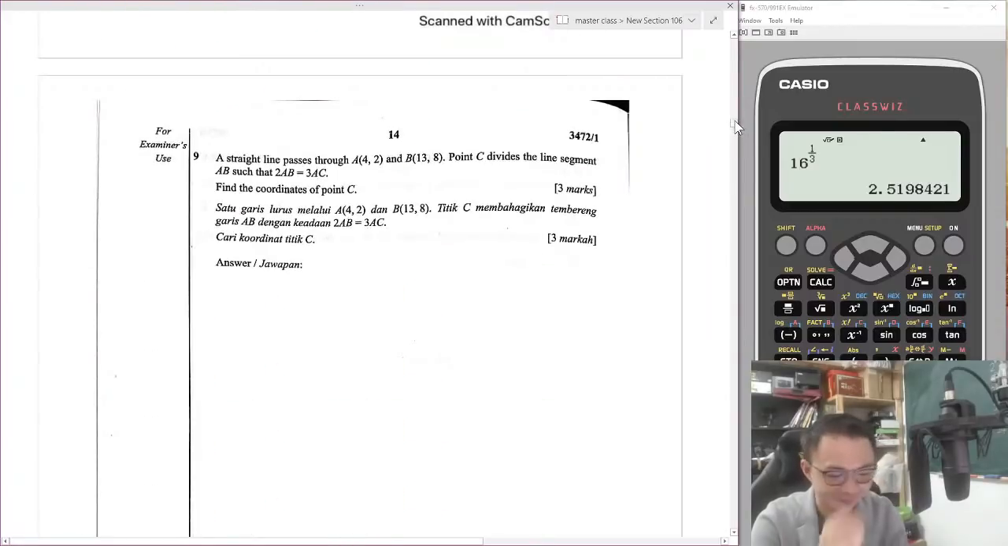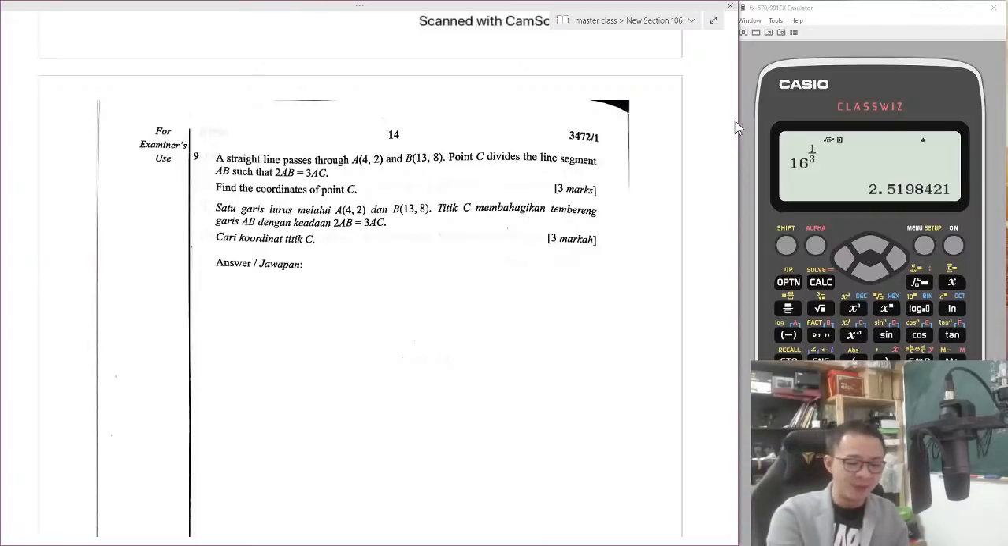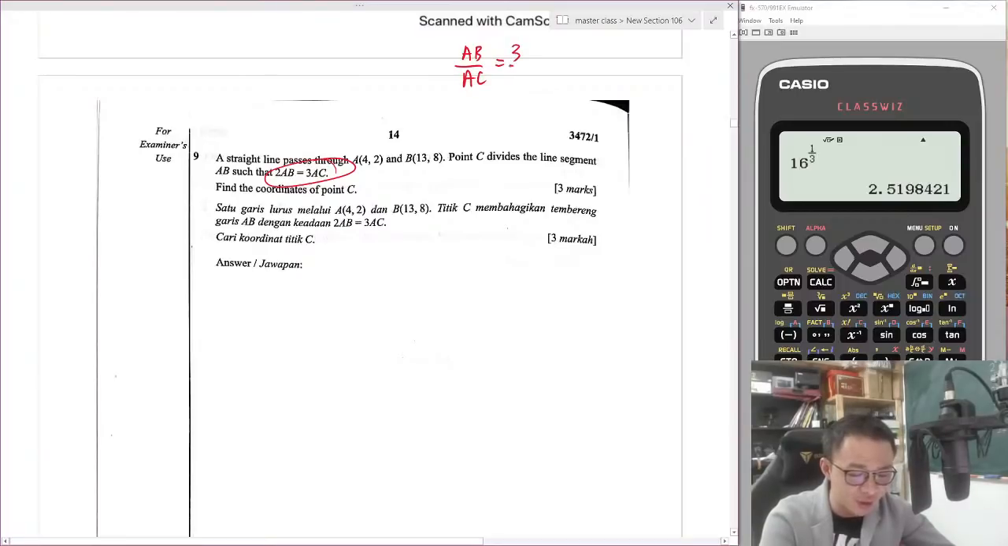Number 9. Alright, so it's about the line segment. Line segment, we know we have a formula for it, isn't it? Before we do that, we need to solve this equation, make it into a fraction, and then make it into a ratio. So we have AB over AC equals 3 over 2. I throw the 2 to the other side, I throw the AC to the other side. So this is the reason why I can get this equation. Then I know AB ratio AC is 3 ratio 2.